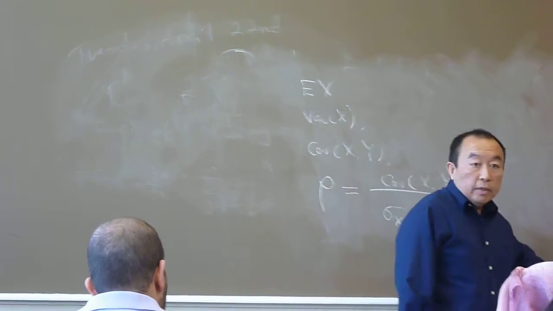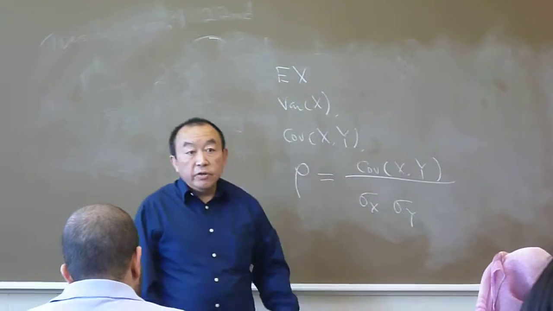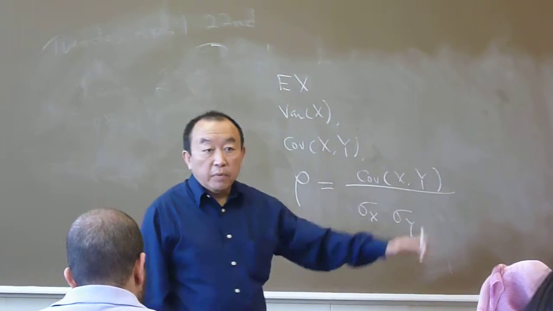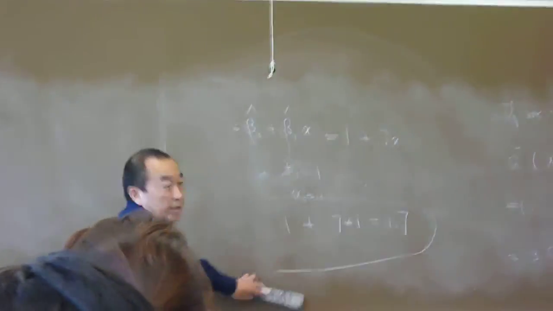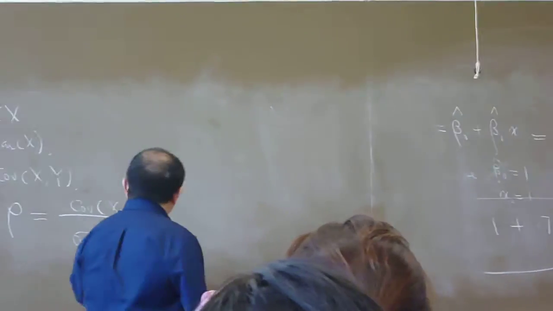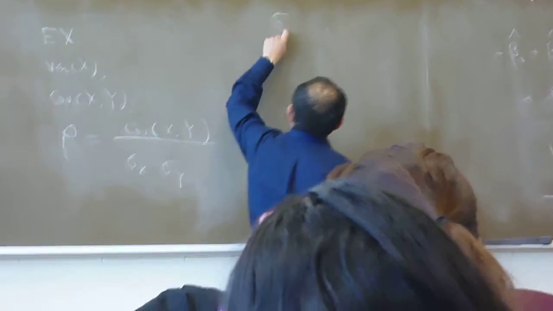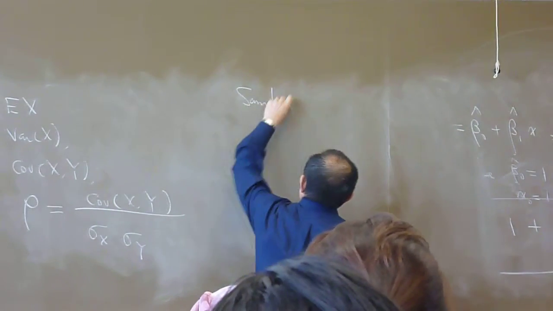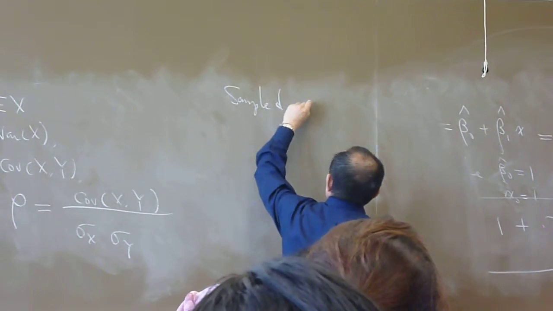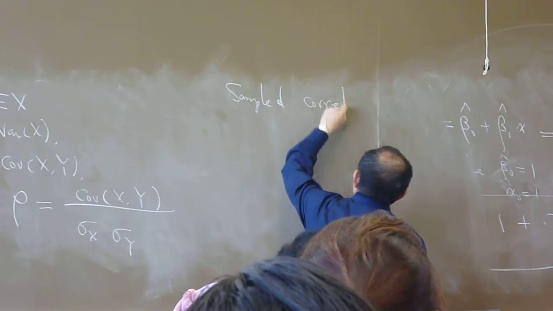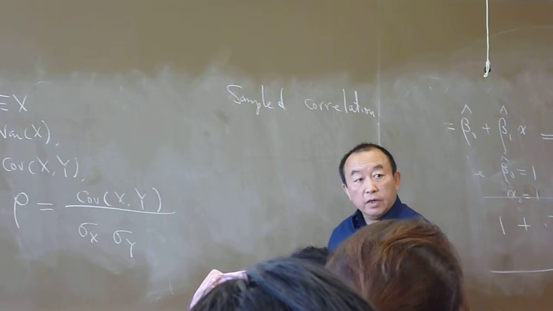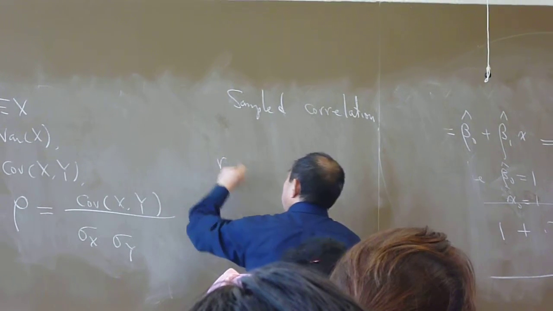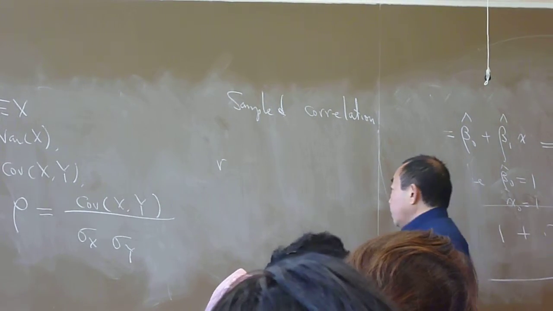Now, when you do this linear regression, I didn't cover that part because we were short of time. So normally you start with one more thing. Corresponding to this, there's a sample correlation. So what is a sample correlation? Sample correlation is normally denoted by R.